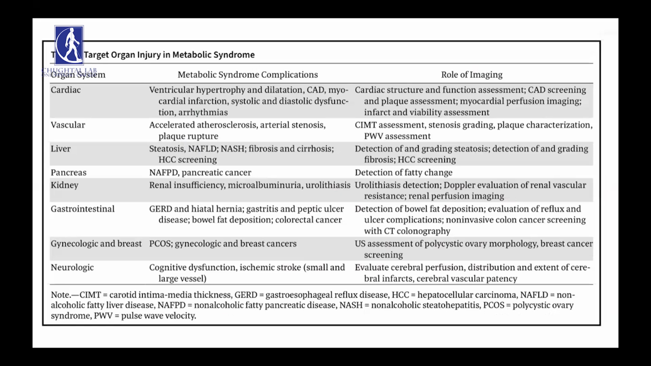So this table summarizes how metabolic syndrome affects different organs, the complications it causes, and how imaging plays a key role in detecting and managing these complications, even before the clinical symptoms appear. So we will discuss all these complications in detail in subsequent slides.